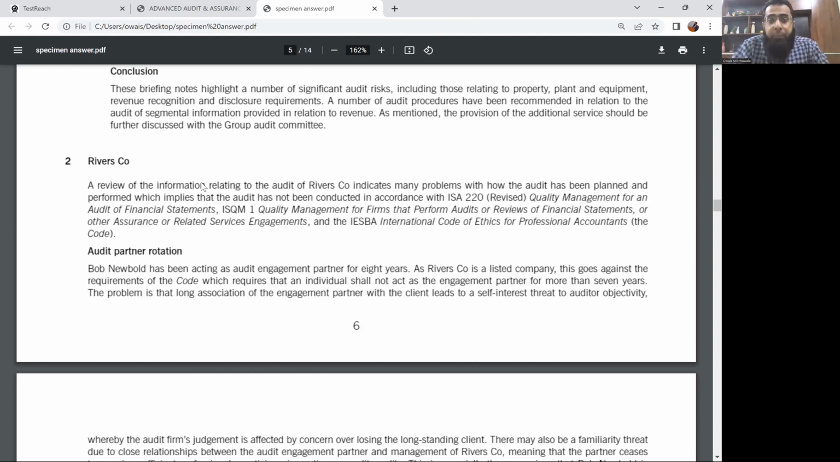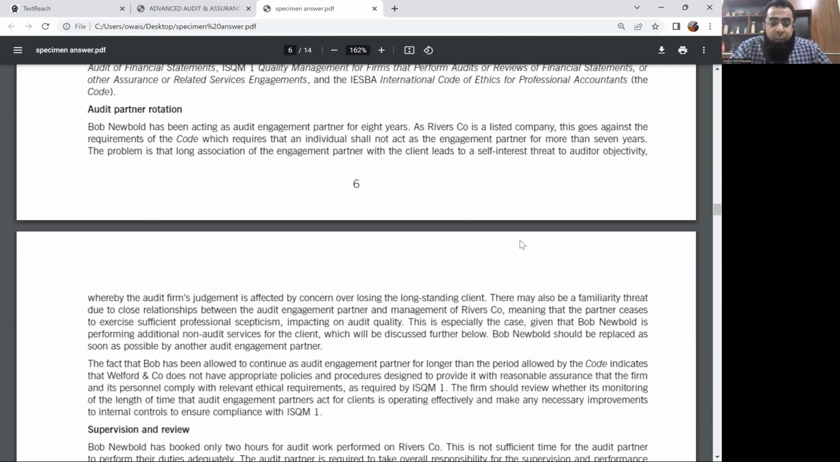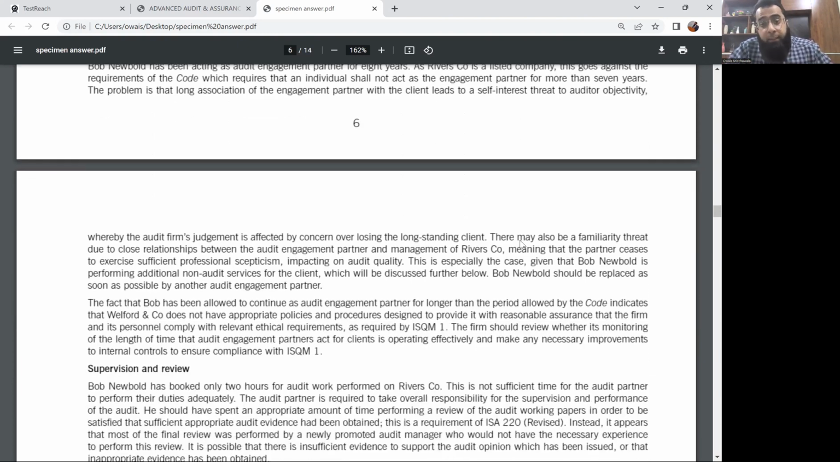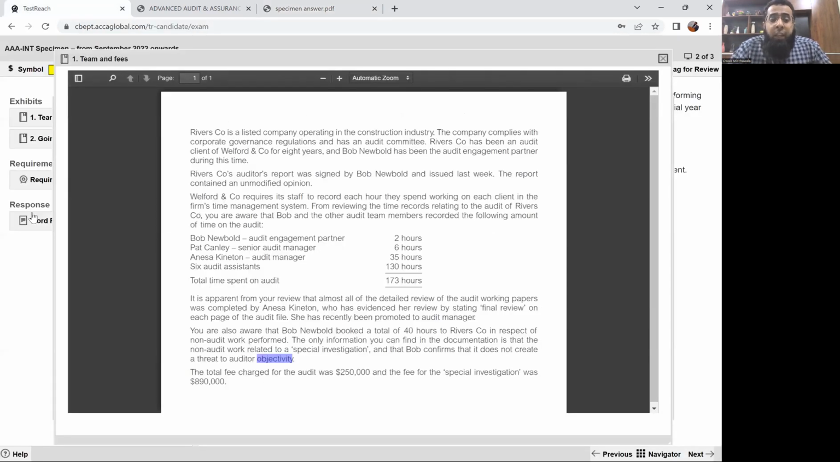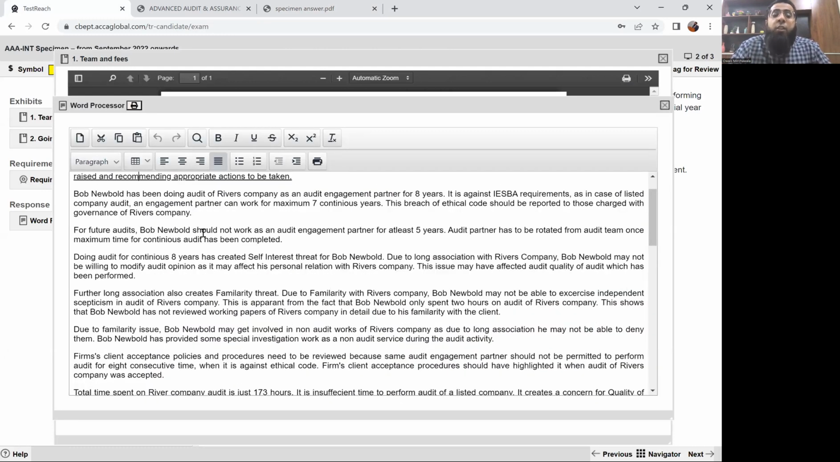Then audit partner rotation. He also referred that it's more than 7 years, so it's an issue. It's a breach of the ISBA code. Then he referred to the self-interest threat issue. So he wrote 3 good paragraphs on this. We also did a similar approach. And if you look at my answer, it was drafted in a very good manner, where I have broken my answer into small paragraphs.